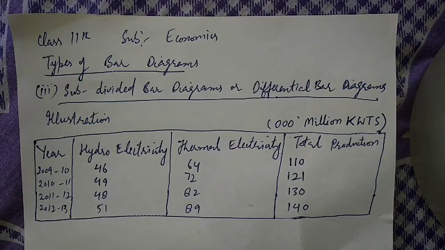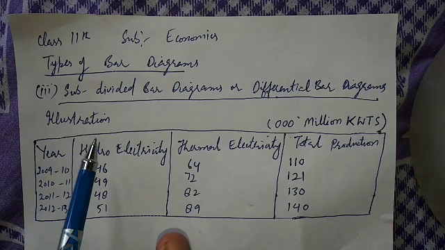See, subdivided bar diagrams are those diagrams which simultaneously present total values as well as part values of a set of data. Different parts of the bars are shaded with colors. However, different parts of a bar must be shown in the same order for all bars of a diagram. Now this is the illustration.